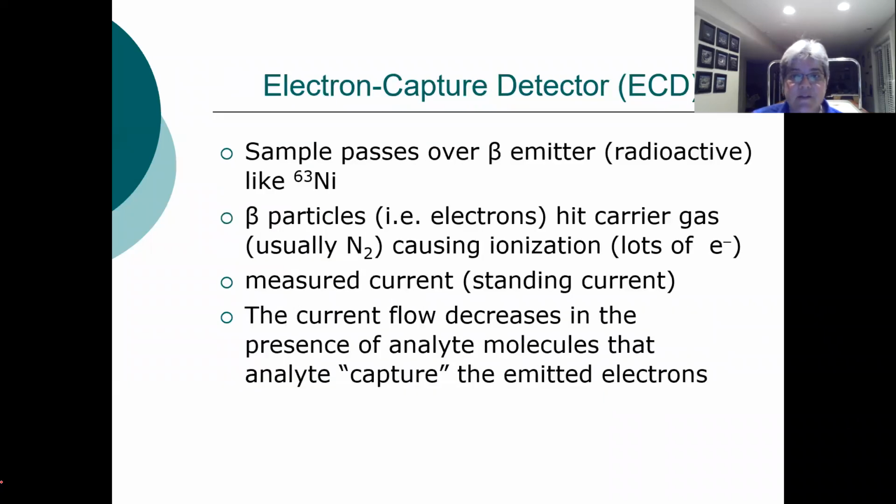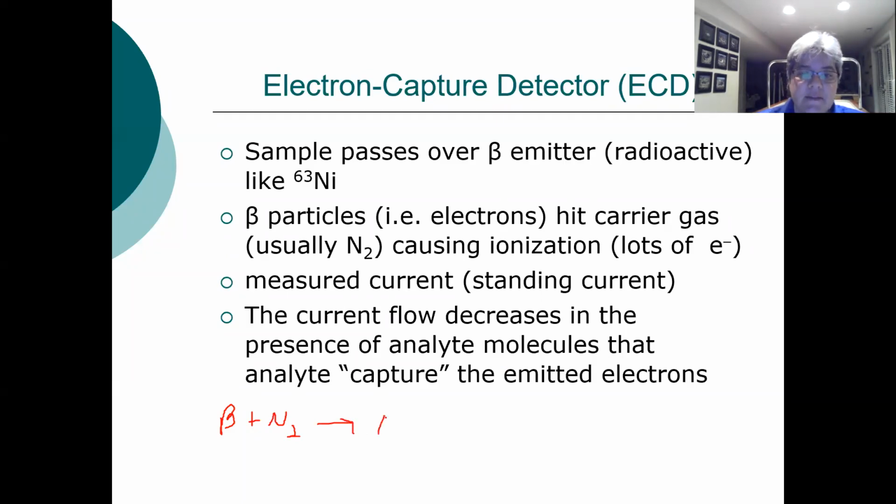All right, the next detector is a very important specialty detector. This is called the electron capture detector, ECD. So for this one, you have a sample like nickel 63, which is radioactive. So it emits these beta particles. And when these beta particles collide with nitrogen gas, okay, so you have these beta particles colliding with the nitrogen gas. So in this case, nitrogen gas is your carrier gas.